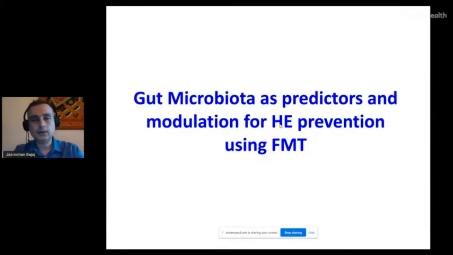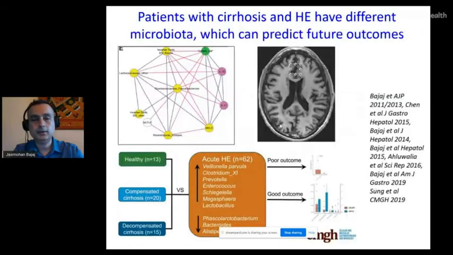What about gut microbiota as predictors and modulation for HE prevention? In these studies, gut microbiota are clearly associated with brain function. Whether you talk about things related to the MRI, whether you talk about colonic microbiota, whether you talk about microbiota that is in the saliva, whether you talk about microbiota that is in the stool. And in this nice study done from Taiwan, patients who were admitted with encephalopathy, those who had a poor outcome versus a good outcome, you could define them by the microbiota. So microbiota clearly have a role.